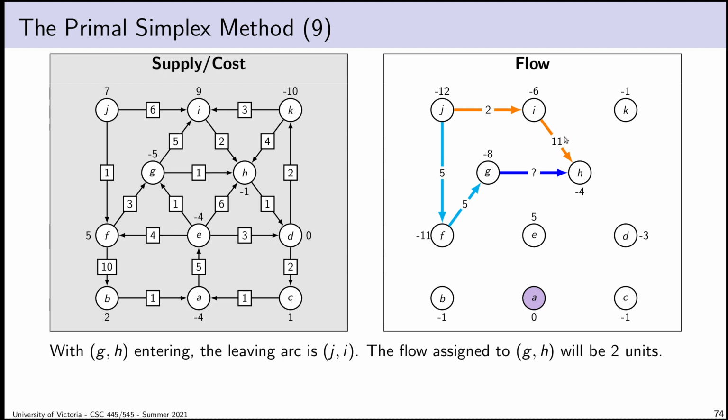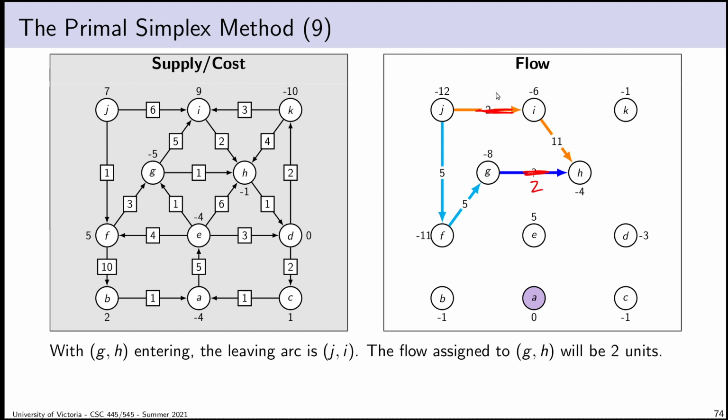But we know that to choose our pivot, to choose our leaving arc, we only look at the edges in the opposite orientation. And so the leaving arc has to be JI, which is neat because we actually added JI. It was the entering arc a couple of iterations ago, but that happens in the simplex method sometimes. So my leaving arc will be JI, and I'm going to push 2 units of flow along GH.